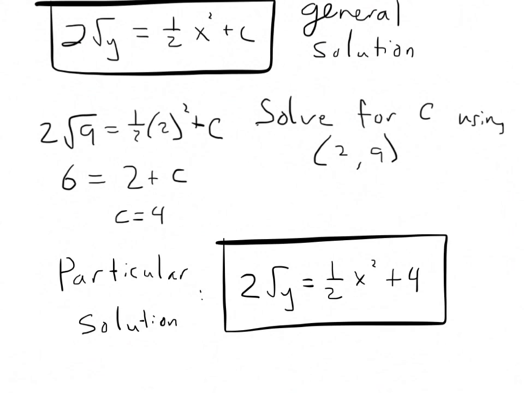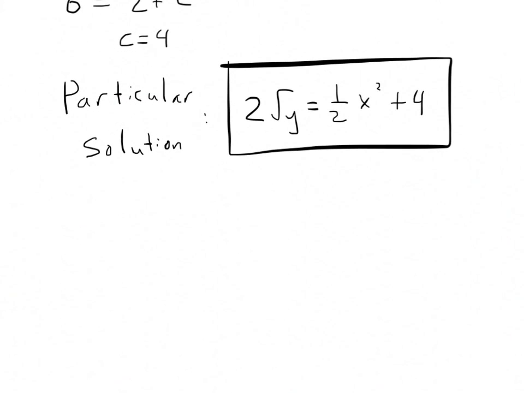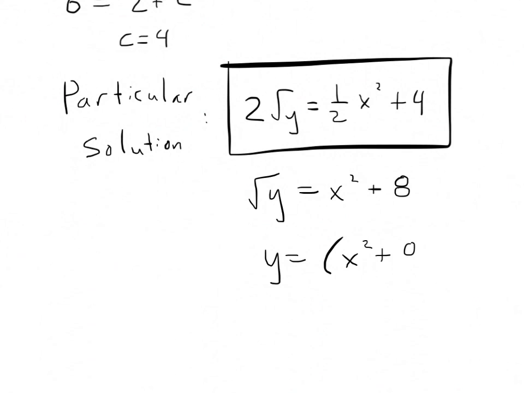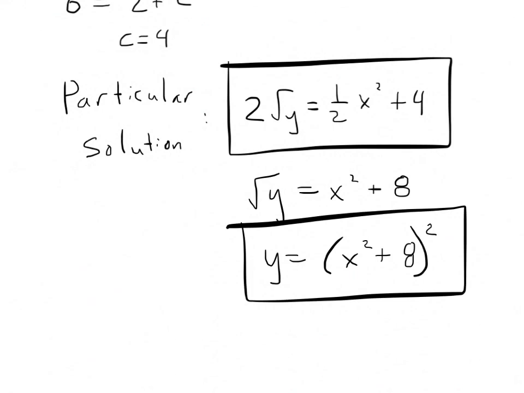That's the particular solution. Now, just like I said in the previous video, if you wanted to, you could rewrite this. We could multiply both sides by 2 and get x squared plus 8 and then square both sides. This answer is also acceptable. I'm fine with either one of them.